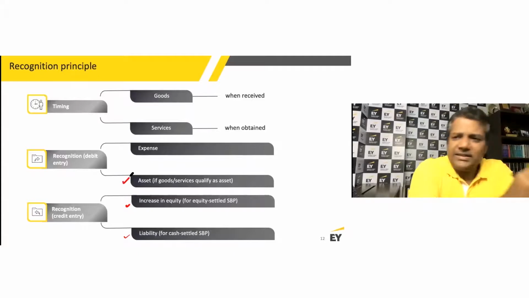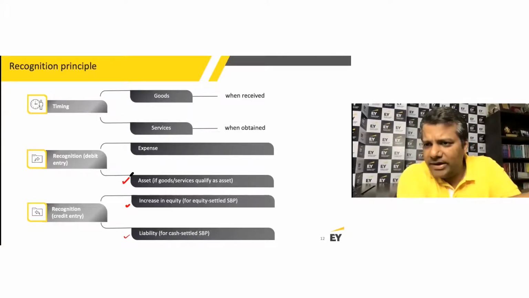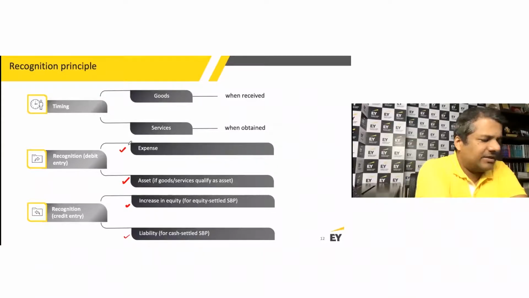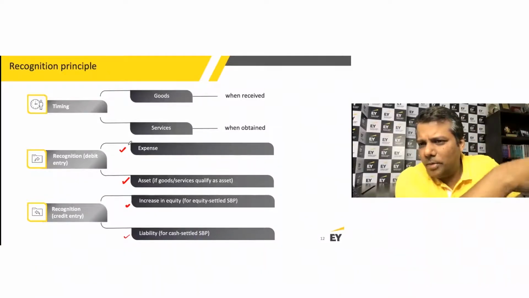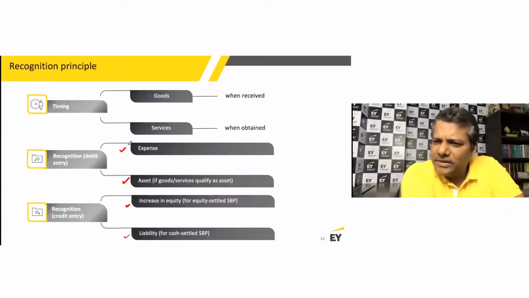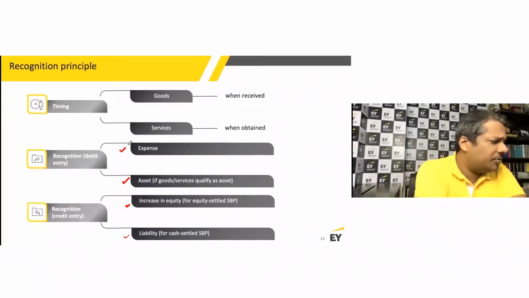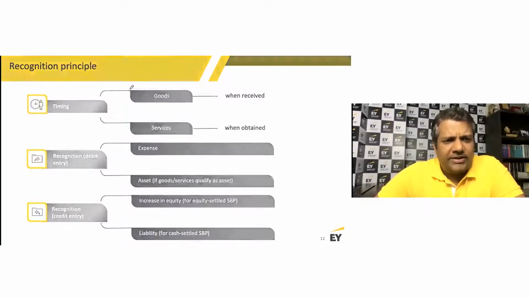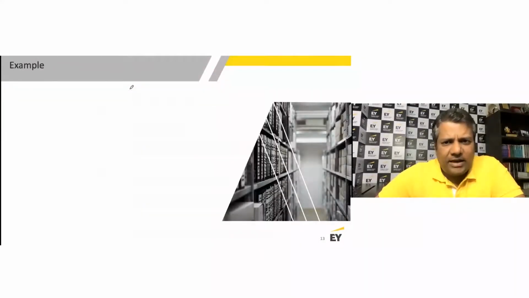Record as an asset if it links to Ind AS 2, Ind AS 16 or 38. Otherwise it's an expense, like an employee compensation cost, or any third party services which I have received, like the advertisement services arrangement I talked about. Services when obtained or goods when received, that's the timing of recognition of the cost. I'm going to deal with this further with the help of an example.